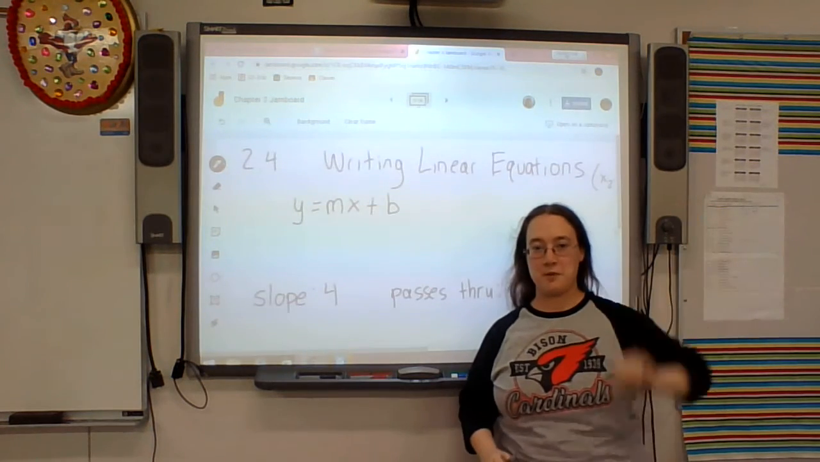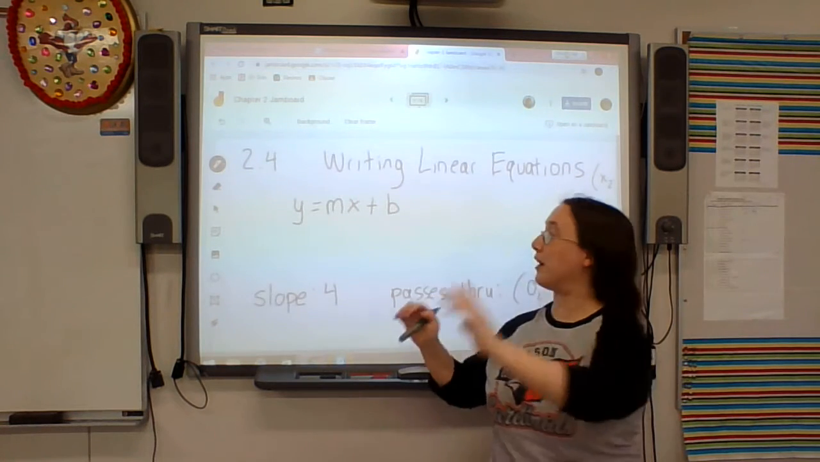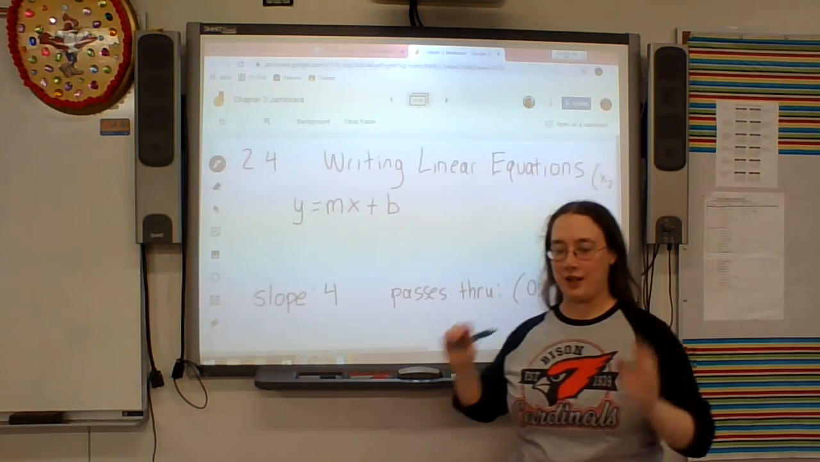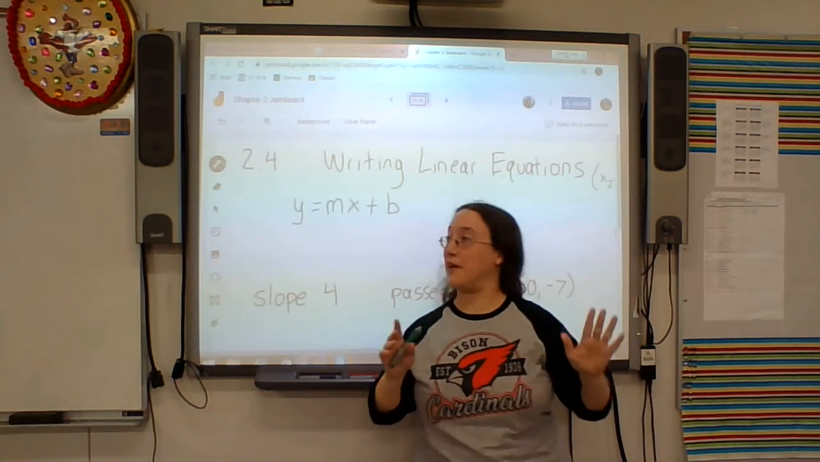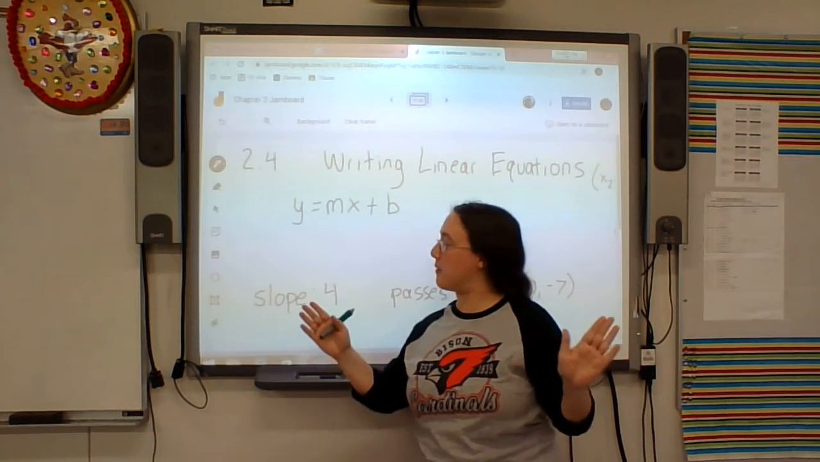Alright, hello Algebra 2. You are my guinea pigs, so hopefully I've got the room at the right brightness where you can actually see the Jamboard. Fingers crossed, and hopefully it's not flipped the way it looks on my screen. If it doesn't work, shoot me an email and let me know.